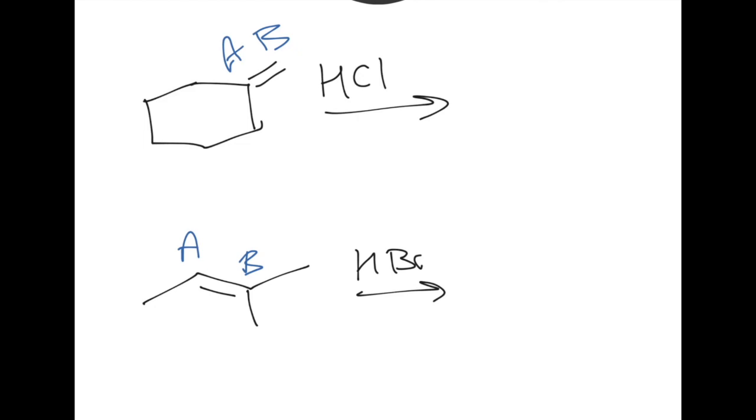So, for this top one here, where does my chlorine go? Does it go on carbon A or carbon B? The chlorine goes on carbon A. Right, the hydrogen goes on the least substituted carbon. The halogen goes on the most substituted carbon. So we're going to put the halogen on B.